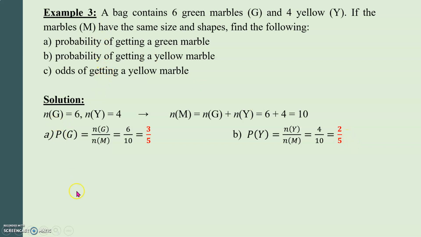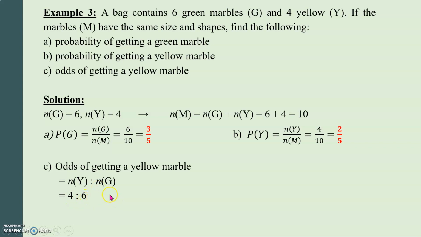Now, find the odds of getting a yellow marble. Finding the odds of getting a yellow marble, the number of yellow marbles is 4 and the number of green marbles is 6. So the odds is 4:6, or 2:3, or 2/3. Okay?